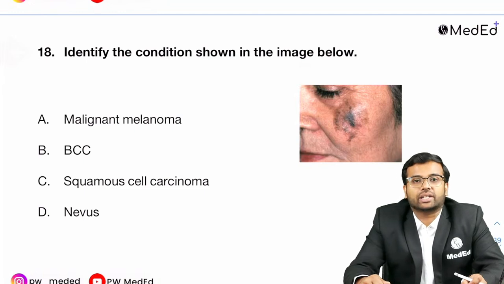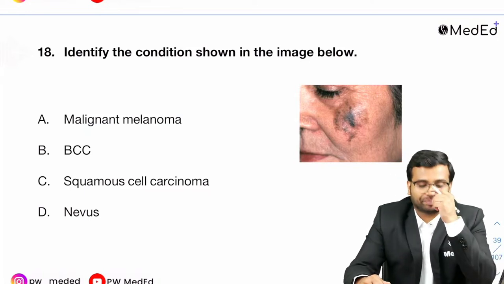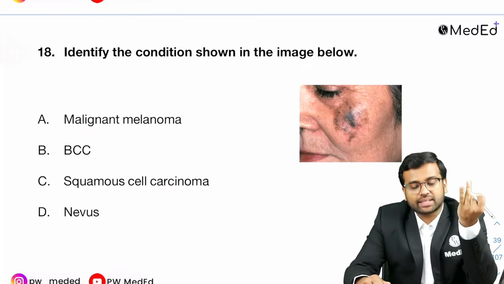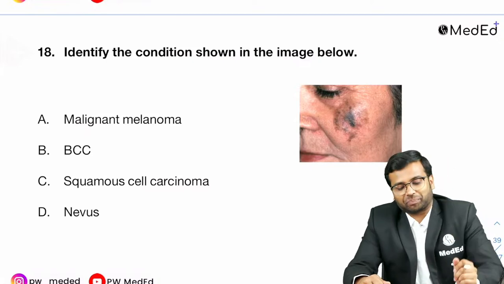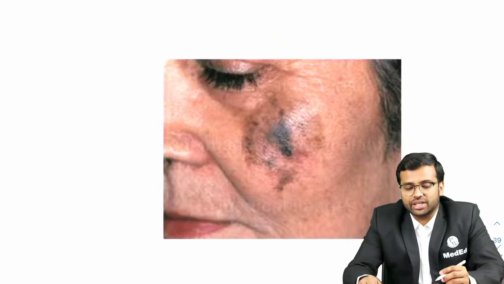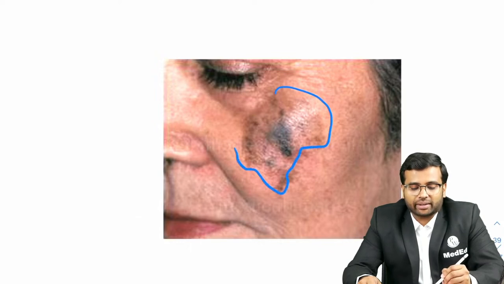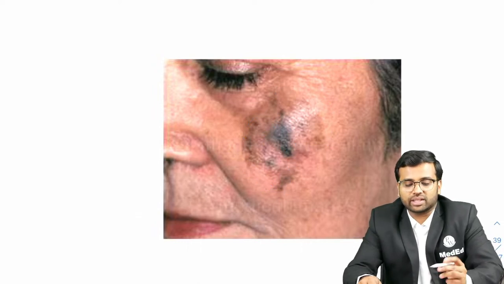So now let's move to the next question. Identify the condition that is being shown in the image below. Options are malignant melanoma, basal cell carcinoma, squamous cell carcinoma, or a nevus. What is the right answer here? Who can answer? So I'll just zoom out this image for you. You can see that there is a very large lesion. The borders are not properly defined. There are multiple colors in the lesion. For example, in the center, it is going to be dark. The outer area is lighter. So what is the diagnosis that comes to your mind when you see this kind of a lesion?